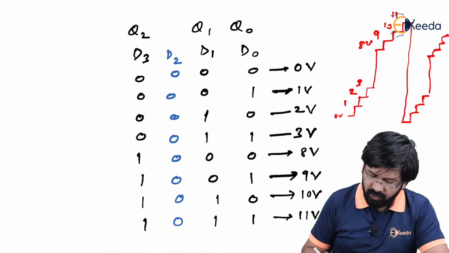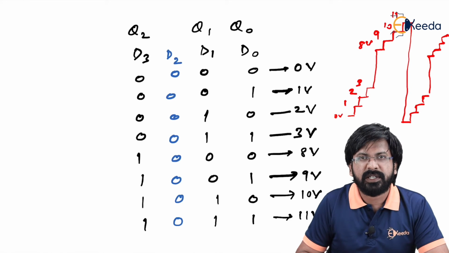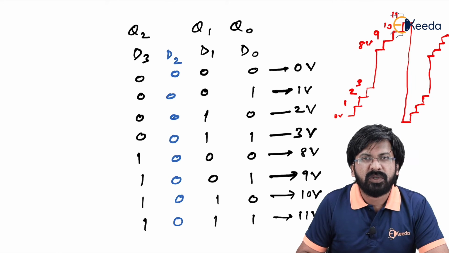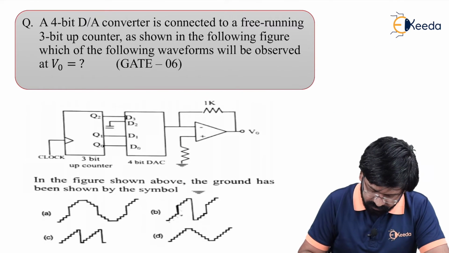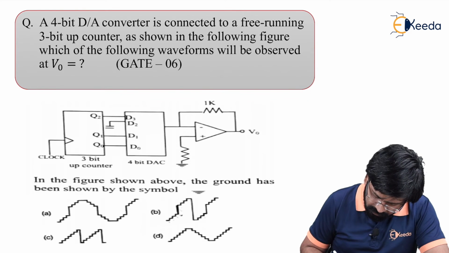So this is what is going to repeat. So this type of bit pattern or this type of waveform is expected at V0. So let's get back to the options and we will see which option is correct. As you see carefully, option number B is the correct option.